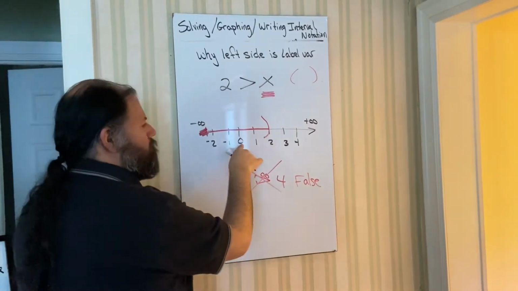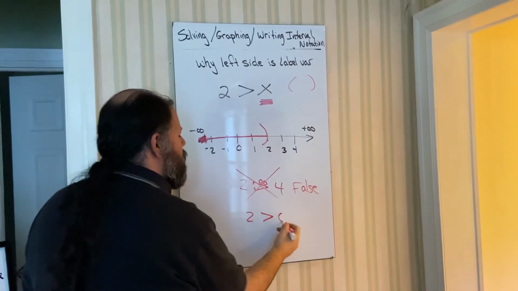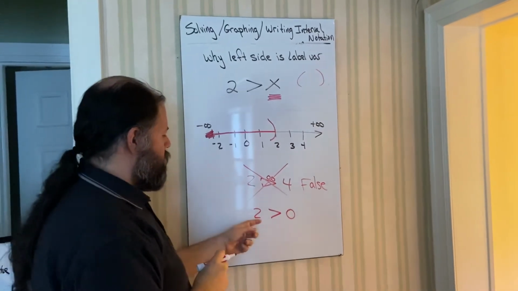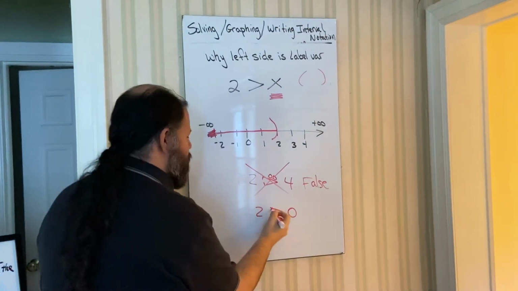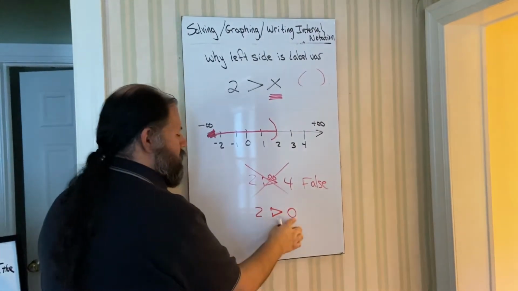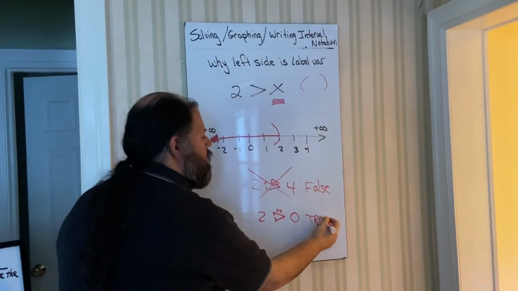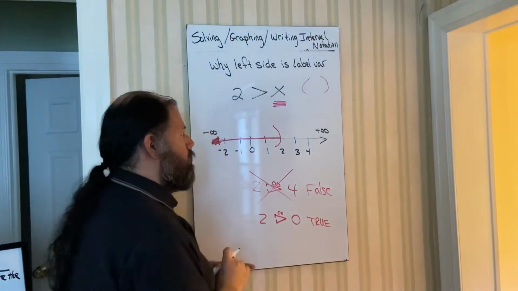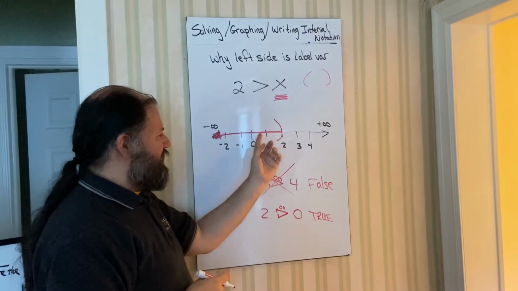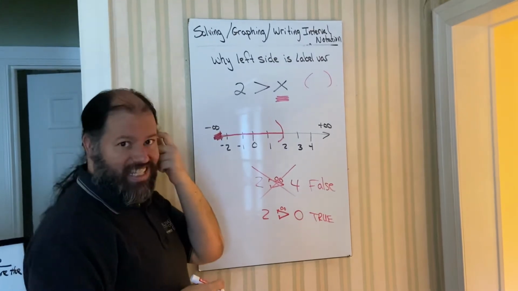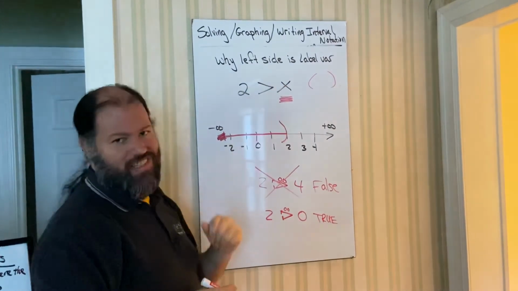Let's plug in 0. Is 2 greater than 0? Well, yeah, alligator's going to be happy. 2 chickens is better than no chickens. This is true. So you might be saying, well, wait, but it's greater than. Doesn't make sense that all the numbers are actually less than. It's because the variable is on the wrong side.